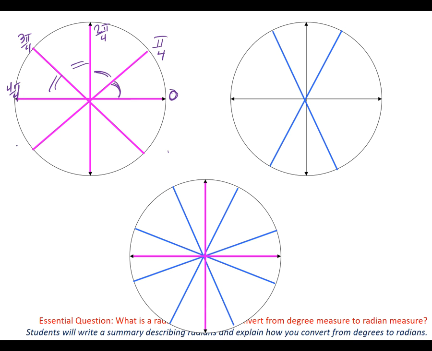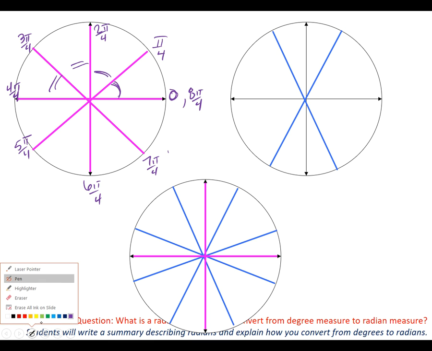My next one, I'm going to keep counting wedges of pi. 5 pi over 4, 6 pi over 4, 7 pi over 4, and I end on 8 pi over 4, which reduces to what? 2 pi. So did we do okay? See how we have those two checks. We have a checkpoint at pi and a checkpoint at 2 pi.